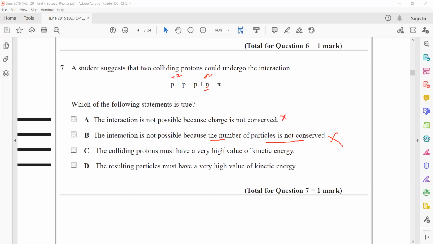The colliding protons must have high energy. They should have high energy because the two protons are producing more particles. So they should have a high energy. That's why C is the right answer. So their kinetic energy will convert into matter or mass, which results in the formation of more particles.